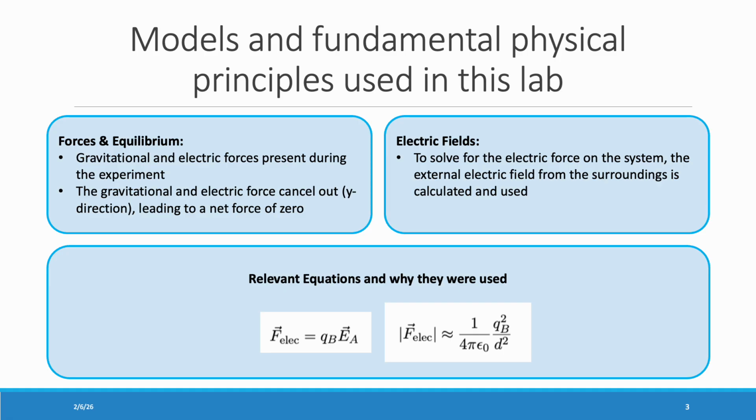So the main physics principles used in this lab relate to forces and equilibrium and also electric fields. First we looked at gravitational and electric forces present during the experiment and how they cancel out, specifically in the y direction, leading to a stable net force of 0. And to solve for that electric force, we use an external electric field from all the surroundings and calculate and then use it. So the relevant equations for this experiment were relating to the electric forces and electric field, as shown below.